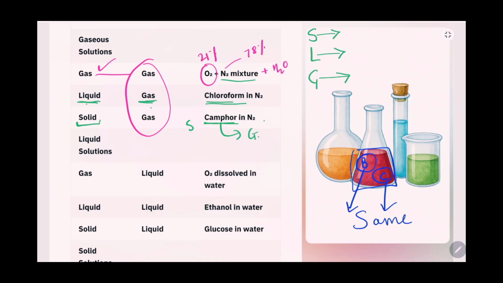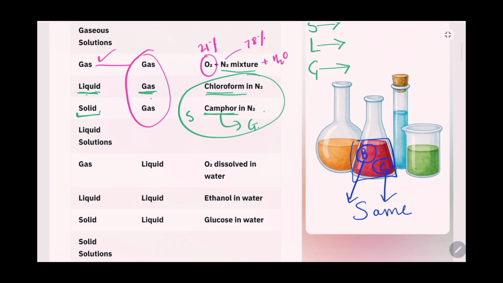So generally these two are not that true solutions, okay, because in these two examples we can see that the particular liquid is not liquid anymore and that particular solid is not solid anymore. Basically they have got converted into a gas by means of evaporation or by means of sublimation. Let's come to the second example.